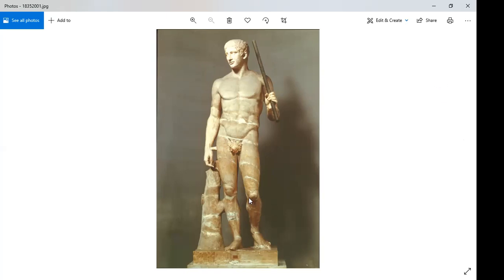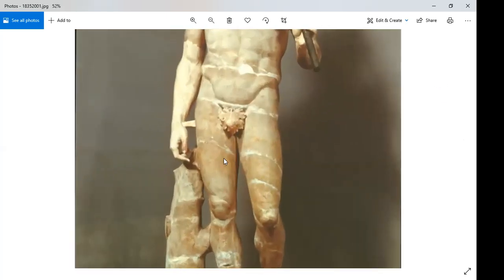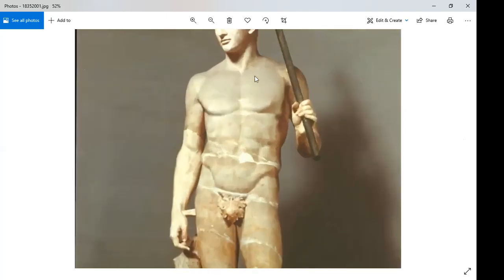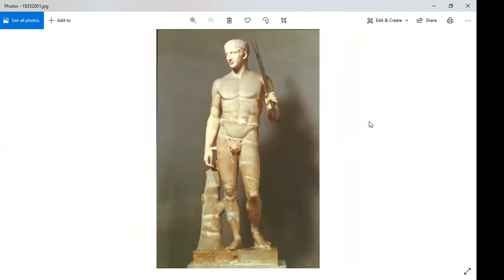Okay, let's do the formal analysis. This looks warm, I know. In fact, now it is. So if you want to write it that way, the bottom half is warm and the upper half is cool, but it originally all was a cool gray color, the whole piece. Because that's the kind of marble that was used to create it.